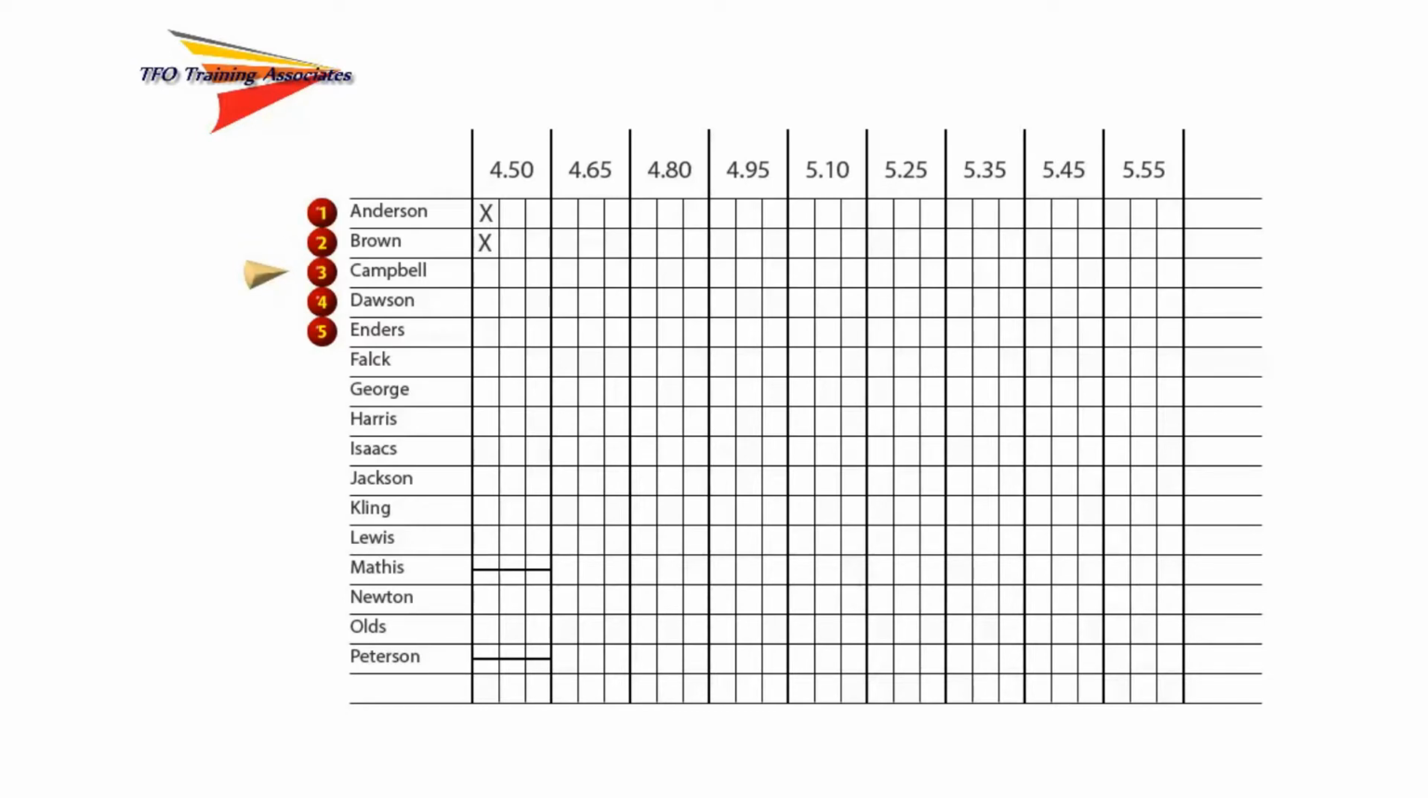Campbell successfully clears the bar. Place a 0 in the first box on his row and draw a line through the other 2 boxes. This isn't required, but it's helpful in keeping track of what competitors are still jumping at this height. Since Campbell was successful at 4.50 meters, he's removed from the active pool for the remainder of this round. Move the number 3 marker to the next eligible competitor, Falk. Move the up marker to Dawson.